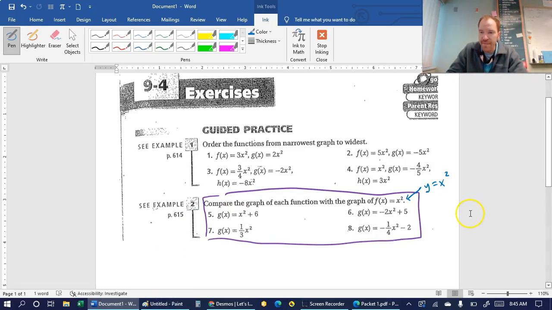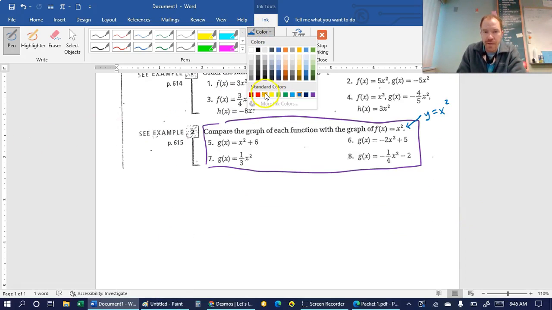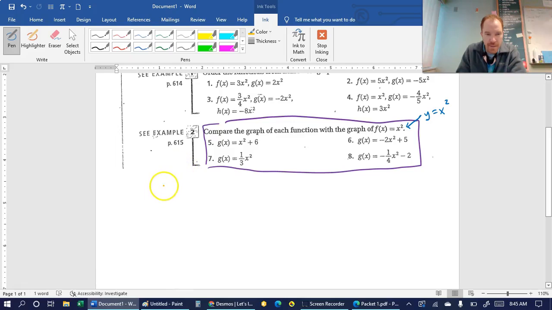So for number 5, we have g of x equals x squared plus 6, or if you prefer, y equals x squared plus 6. I'll rewrite it that way. And I'll write the parent function y equals x squared. There are three things we want to consider when we're comparing. I'll start with maybe the easiest, and that's the direction of opening.